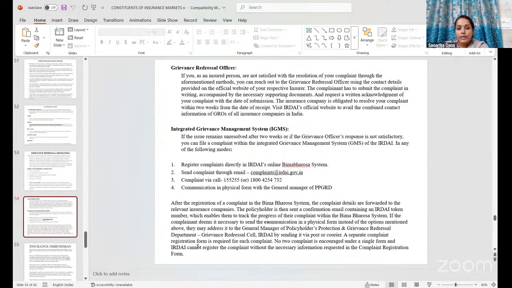A separate complaint registration form is required for each complaint. No two complaints are encouraged under a single format, and IRDA cannot register the complaint without the necessary information requested in the complaint registration form.